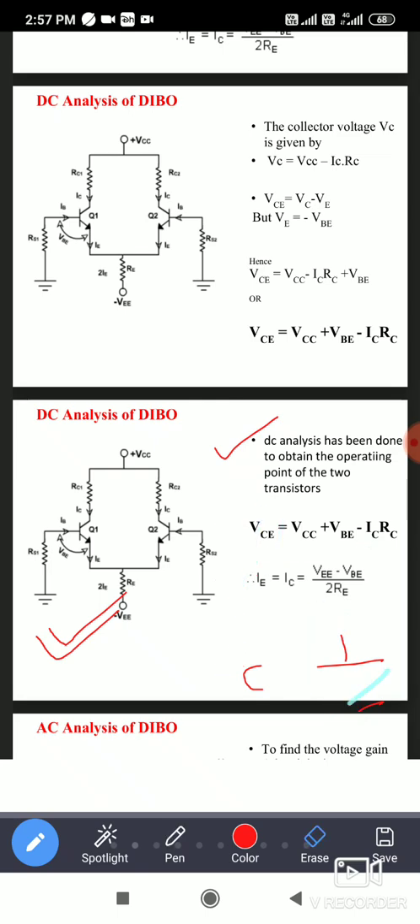Similarly, what does the collector to emitter voltage depend on? VCC is constant, VB is constant. It depends on the collector resistor RC. If you change the collector resistor RC, the collector to emitter voltage is also going to change. So we have completed the DC analysis of the dual input balanced output differential amplifier. Does anyone have queries related to DC analysis?